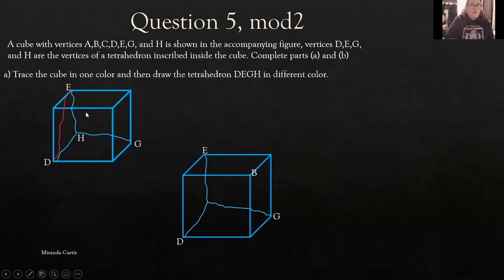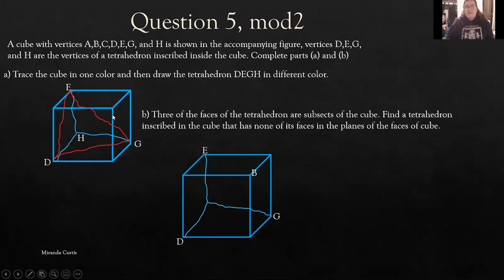Okay, so we're going to draw a red line from D to E. Then we're going to draw a red line from E to G. Then we're going to draw a line from G to H. And guys, look, we got it. It wasn't that hard.